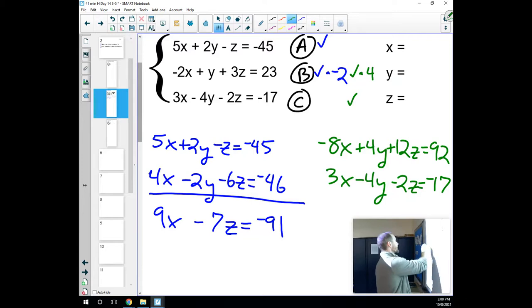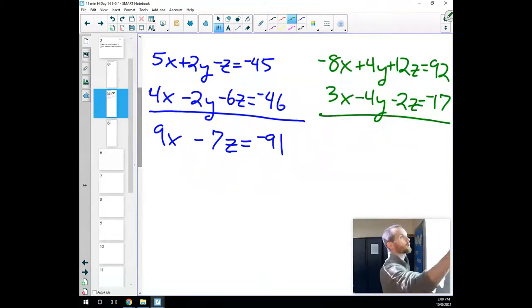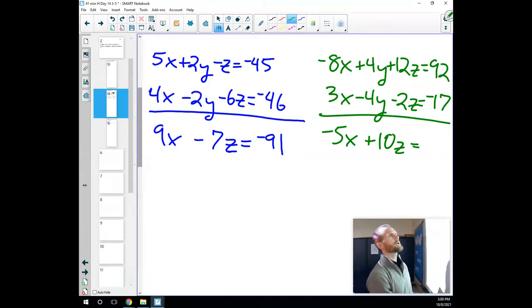And we're ready to combine and eliminate one of our variables. So that we get a negative 5x, y's cancel out. We get a positive 10z equals, this is a positive, let's see, that's going to be 75. I'm going to double check myself because I really don't want to mess up this whole problem just because I subtracted wrong. 92 minus 17, 75.